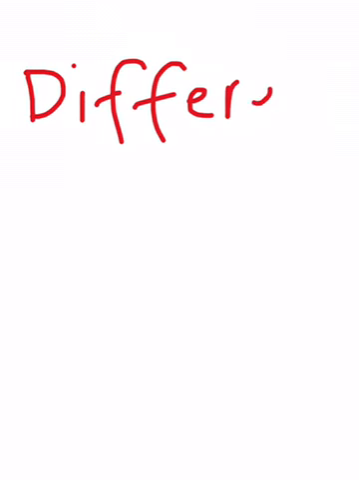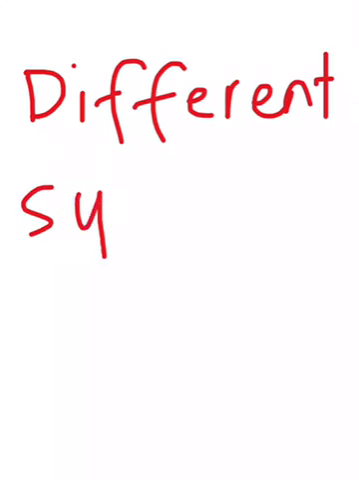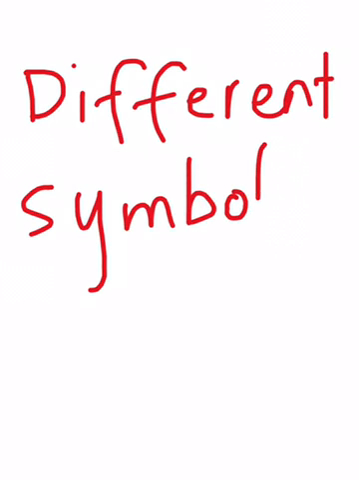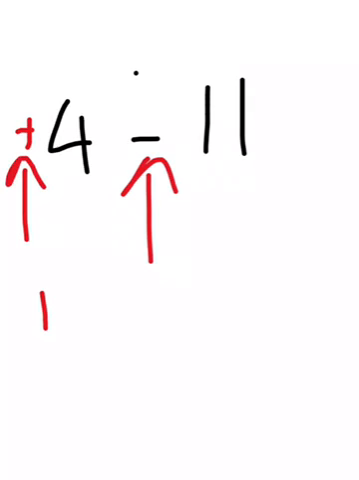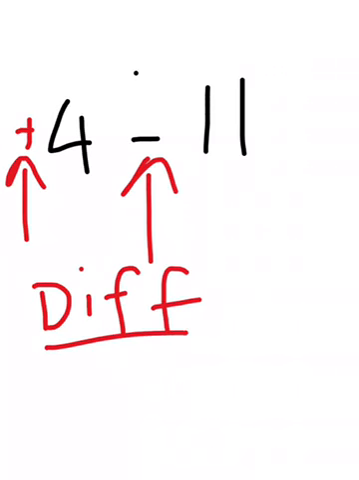So, next one. If we have different symbols in front of them. Again, we can use a number line if we wish, or something that may be a little bit easier for some of us. If we have different symbols, so for example, if we have 4 take 11. This symbol here is a takeaway, or a minus, or a subtract, or a negative. In front of here, remember, if there's no symbol, it is a positive. So, different symbols, which means I need to use the rule for different symbols.